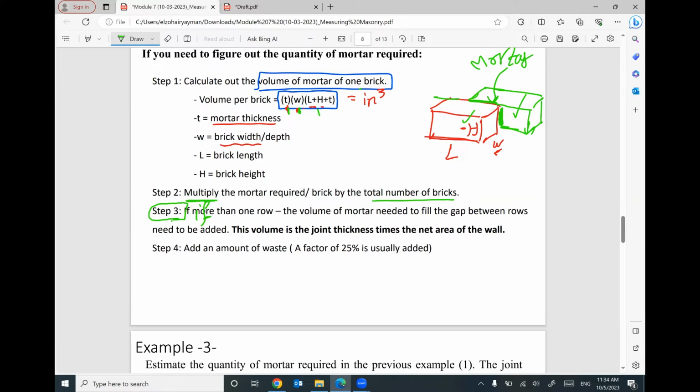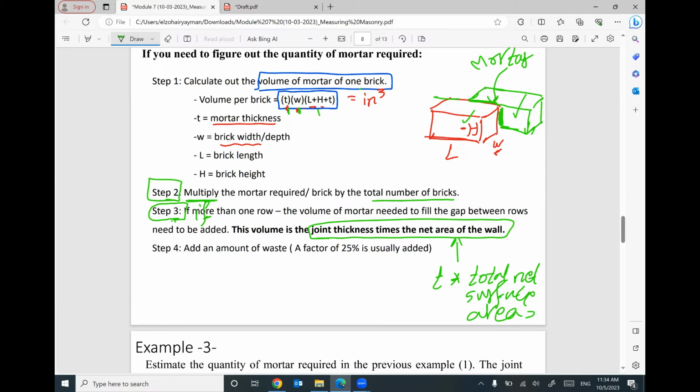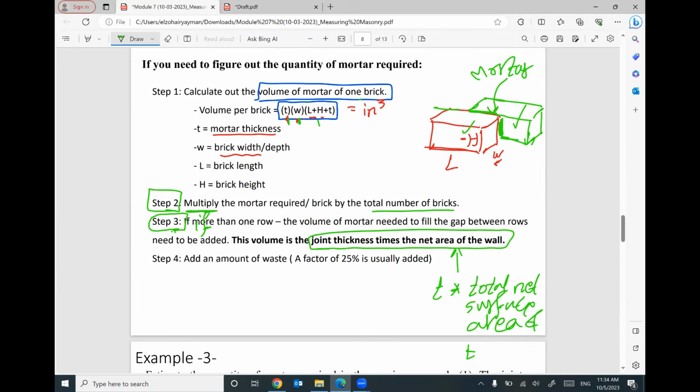So I need to increase the amount of mortar in step number 2 by something else. This new amount of mortar equals this equation: the joint thickness times the total net surface area of the wall or the walls.